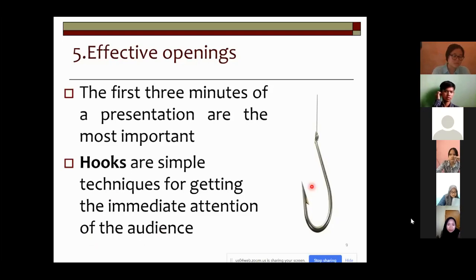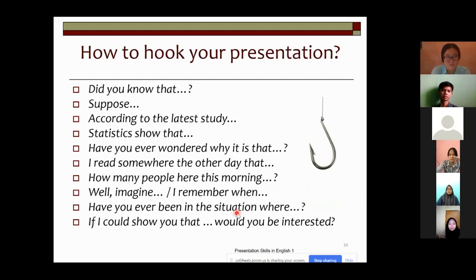So for the effective way to open your presentation, you may use the hooks technique, technique kail. How is the technique of hooks? Let me tell you. How to hook your presentation? You may give your audience a question that will encourage them about the topic.